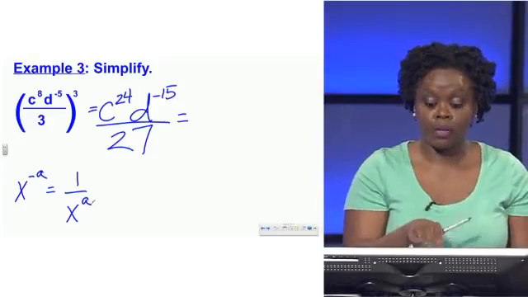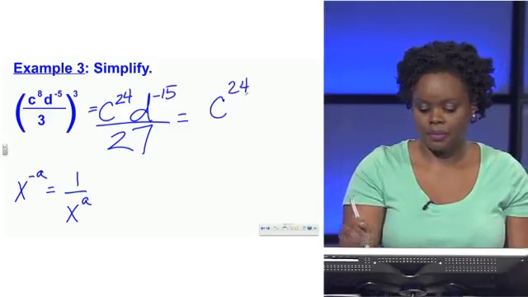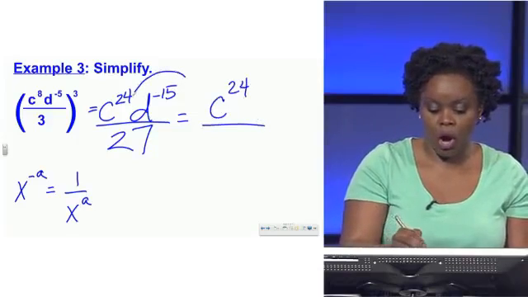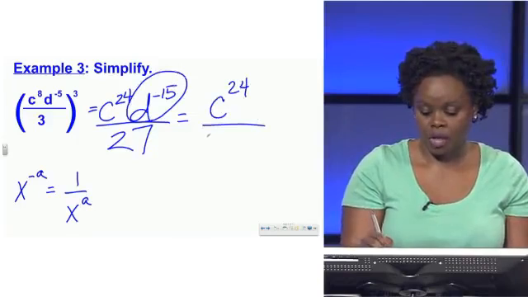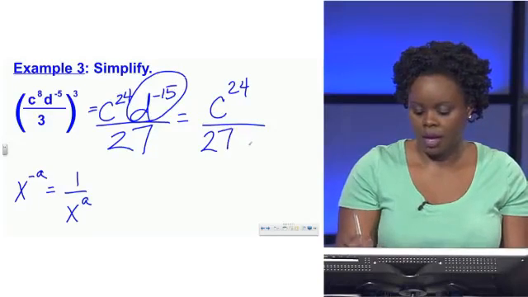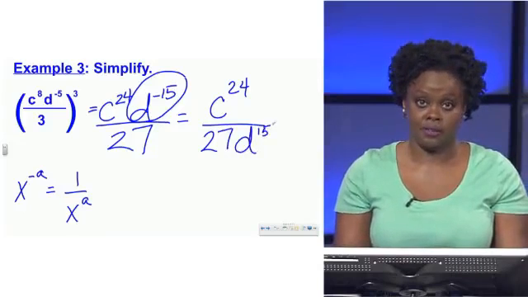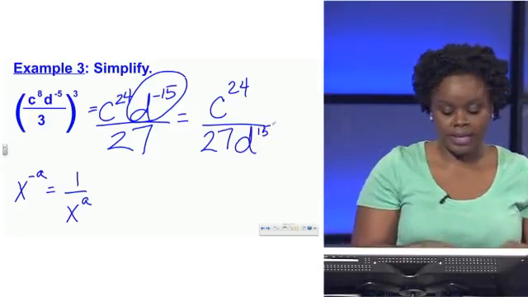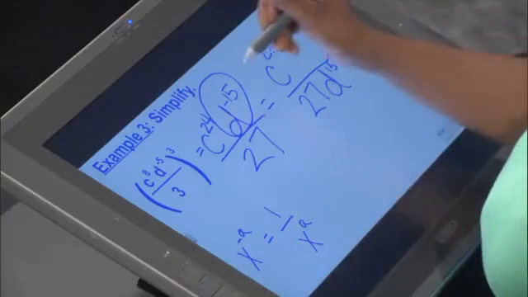So what that means is I can rewrite this as c to the 24th. And because this part of this term here has a negative exponent, I'm going to bring it to the bottom. So I still have that 27, and I'm going to drop that d to the bottom and then change that exponent to a positive 15. You've applied that same rule for negative exponents. You kind of just took a shortcut to get there.